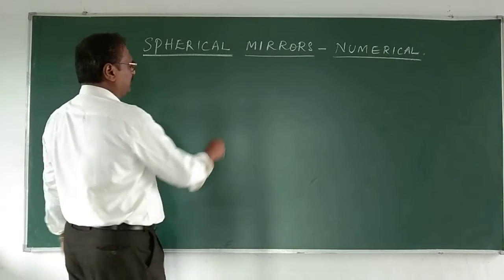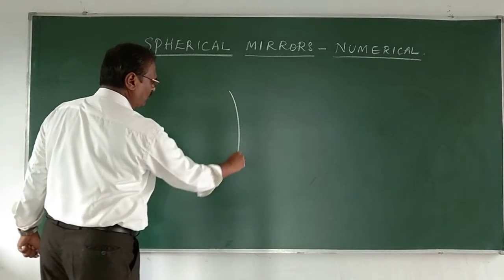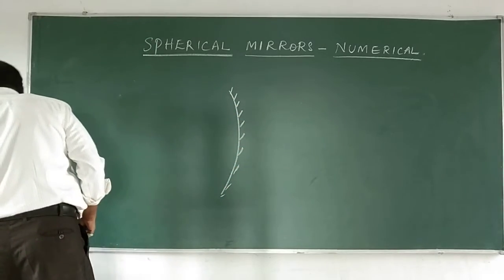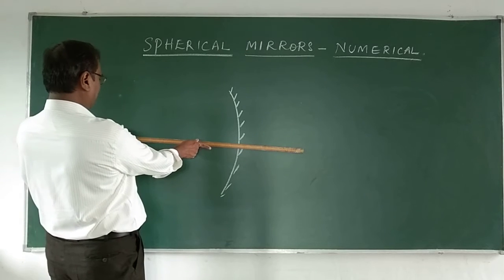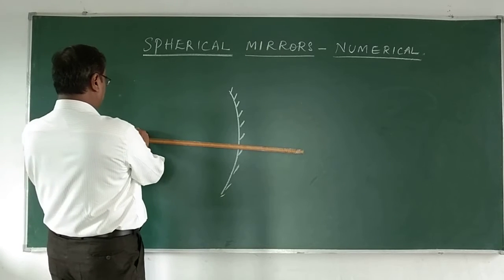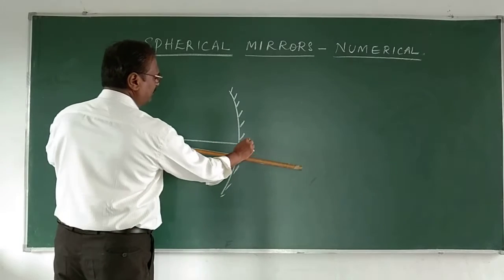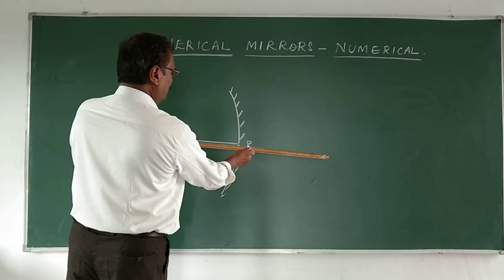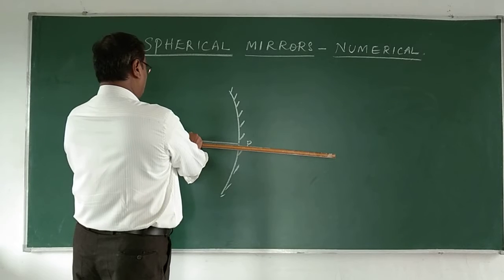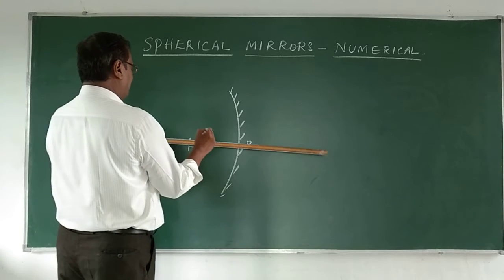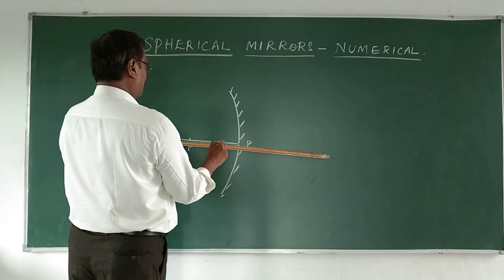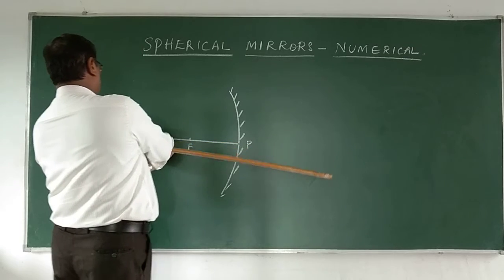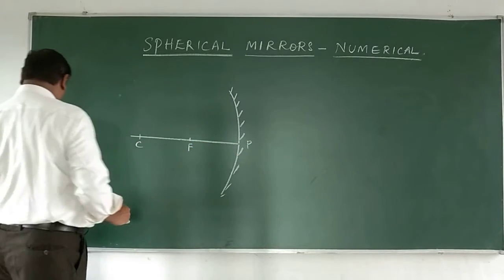So for today, let me take a problem. I am going to take a concave mirror, and as usual, let me draw an axis. This is the principal axis, which connects the pole of the mirror with the center of curvature. Let me mark it. This is around 50 centimeter. 25 centimeter I take as the focus, and 50 centimeter I am going to take as the center of curvature.